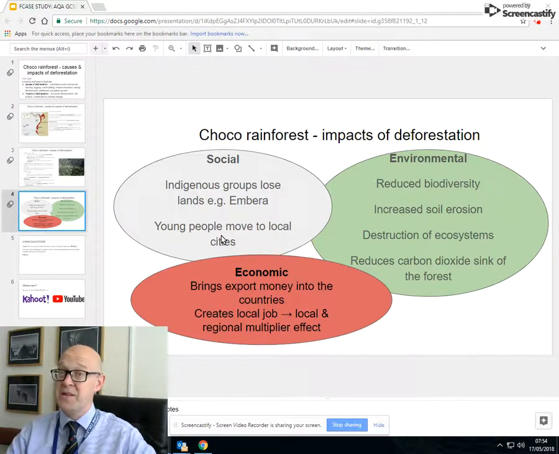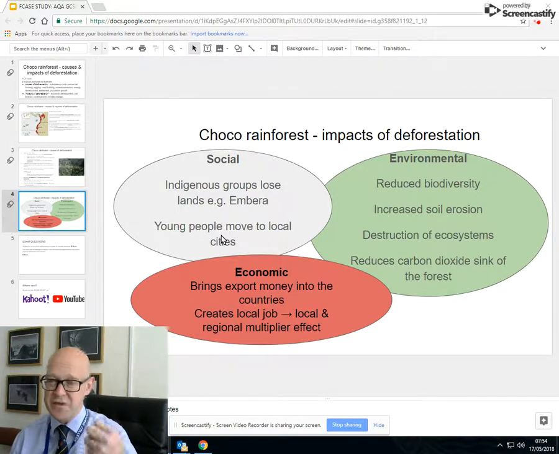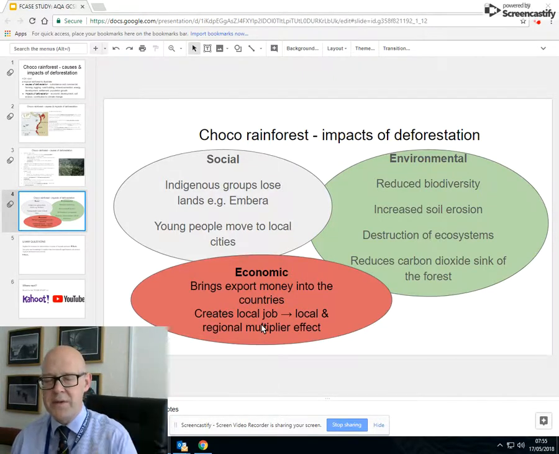That means there'll be no one to defend those areas, which means the dark forces of causation of logging and everything else might be able to get in there because the political pressure to look after the people locally may have dropped. Economic: big exports creates jobs, and therefore you get the local and regional multiplier effect. If you drop the multiplier effect bomb, examiners will see it, they'll give you credit.